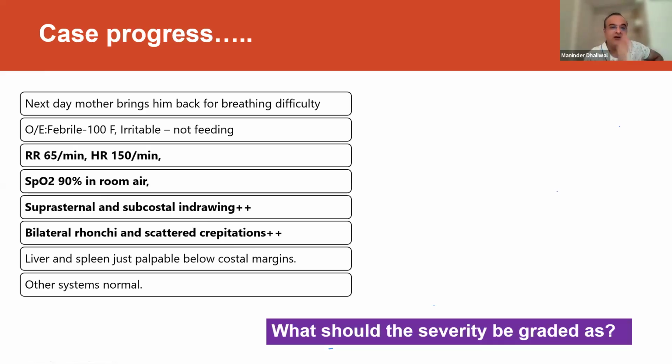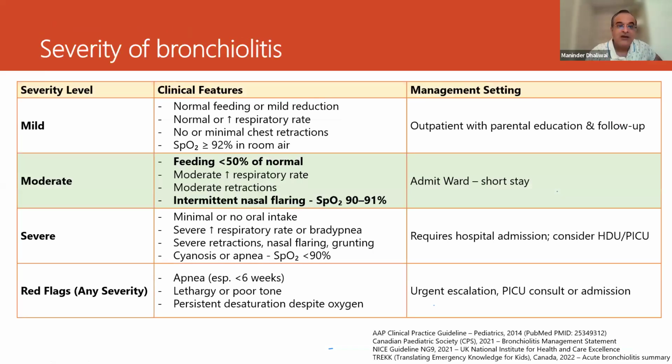So now over here, I know the saturation has gone below 92. I know over here the child is not feeding. So these are two big markers for me for definite admission. So how do I classify the severity of bronchiolitis? Earlier, it was just saturation. Now, if the feeding is less than 50% of normal, or the saturation is below 92%, I will definitely admit in the ward for a short stay.